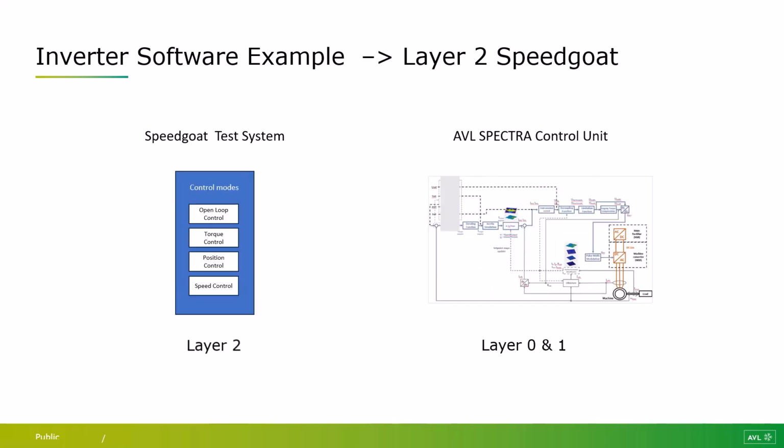In case you just want to test your own controller, we have implemented layer 2. This simply switches off the controllers in Spectra and allows you to use your own custom controller on Speedcode, but the rest of the software stays as it is.